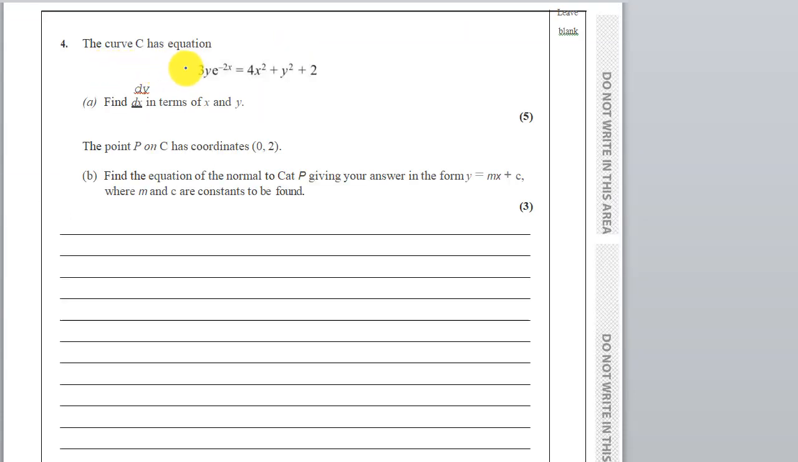The curve C has equation 3y e to the power minus 2x equal to 4x squared plus y squared plus 2. Find dy by dx in terms of x and y. So now we have 3y e to the power minus 2x equal to 4x squared plus y squared plus 2.